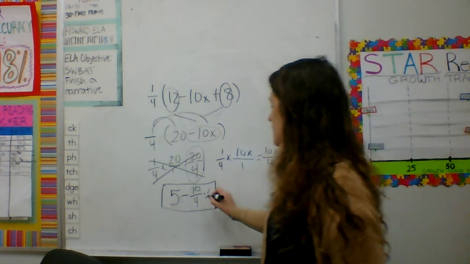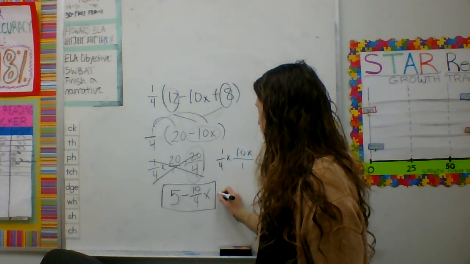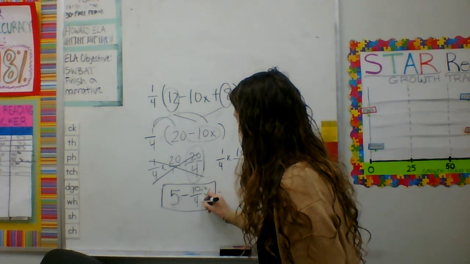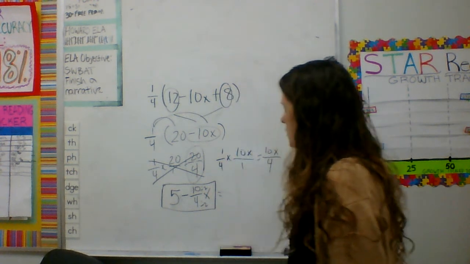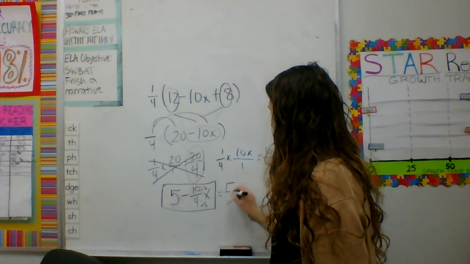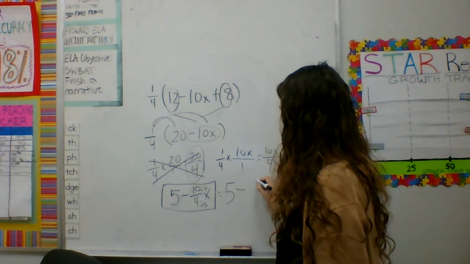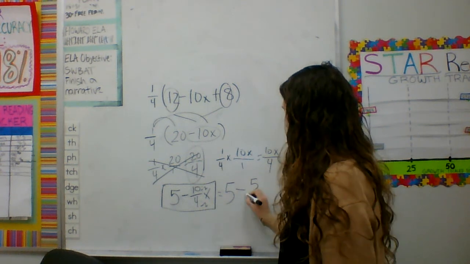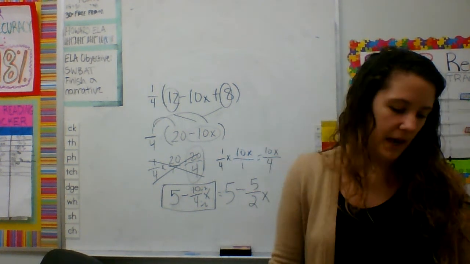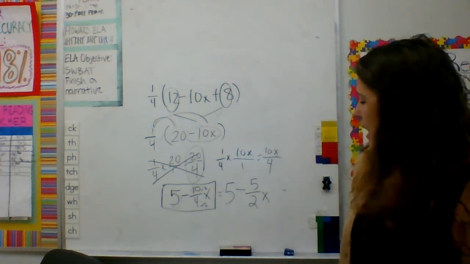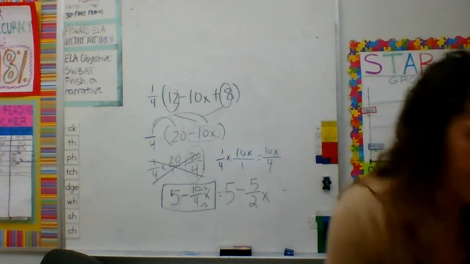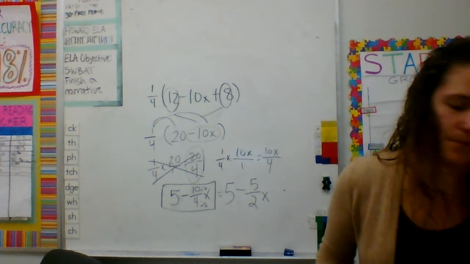So the first thing I'm going to do is look at this and see if I can reduce it at all. Well, both 10 and 4 are divisible by 2. So I'm going to change this. Instead of 5 minus 10 over 4x, it's going to be 5 minus 10 divided by 2 is 5, 4 divided by 2 is 2. 5 minus 5 over 2x. I'm going to see if I see that answer. 5 minus 5 over 2x. I would circle C because I see that answer as C.